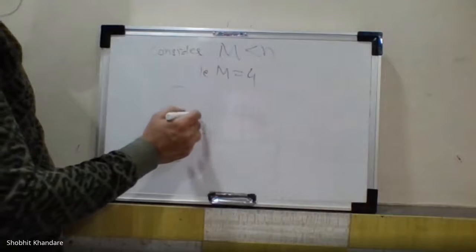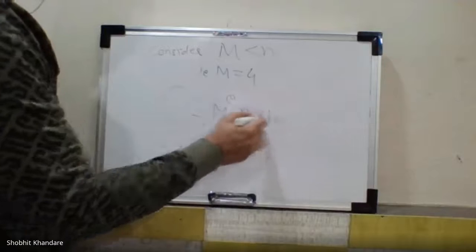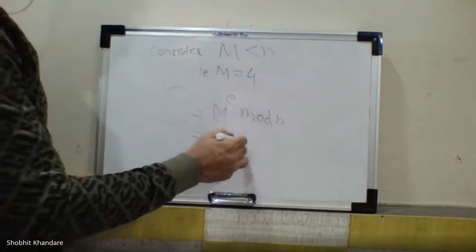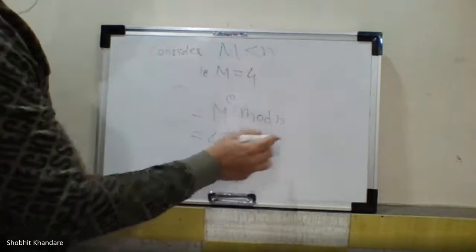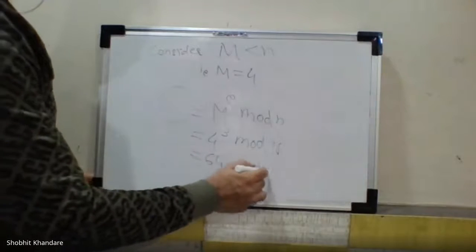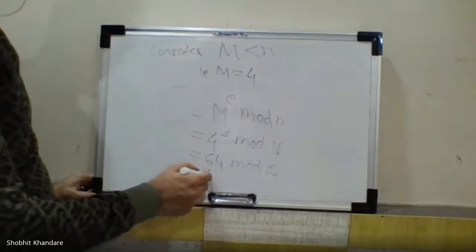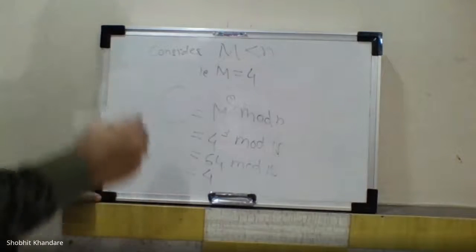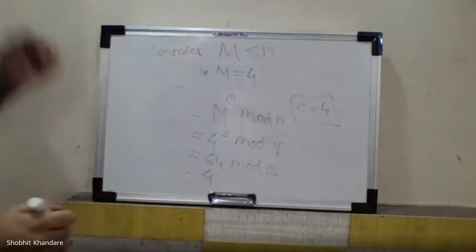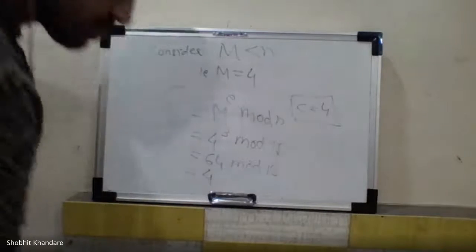So how do you get C now? C is equal to m to the power of e mod n, equal to 4 to the power of e, which is 3, mod 15, which is 64 mod 15. Tell me the answer. Therefore, C is equal to 4. You can keep this in the box. C is equal to 4.